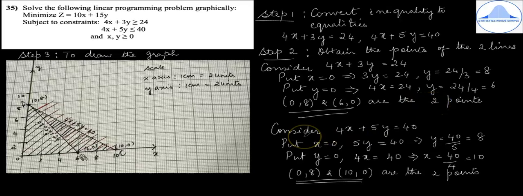Now take the second equation. Consider 4x plus 5y equal to 40. Put x as 0. So you'll get 5y equal to 40 or y is 40 by 5, which is equal to 8. Similarly, put y equal to 0. So you'll get 4x is equal to 40, which implies x is 40 by 4, which is equal to 10. So (0, 8) and (10, 0) are the 2 points.